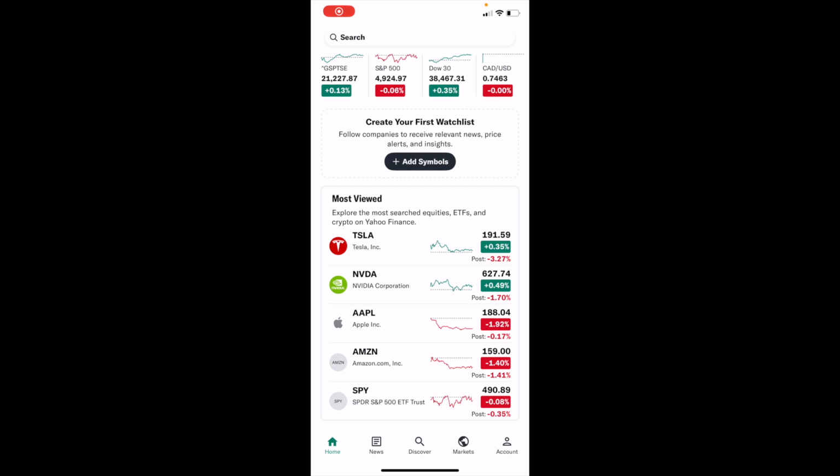So in this Yahoo Finance tutorial video, I am going to be showing you guys how to view the Asia stock market on Yahoo Finance. So the first thing you have to do is open up the Yahoo Finance application. Once that is done, you then have to go to the bottom right, so right beside where it says account and right beside where it says discover, there's sort of like a globe icon with the word markets written below it. So go ahead and press on markets right here.